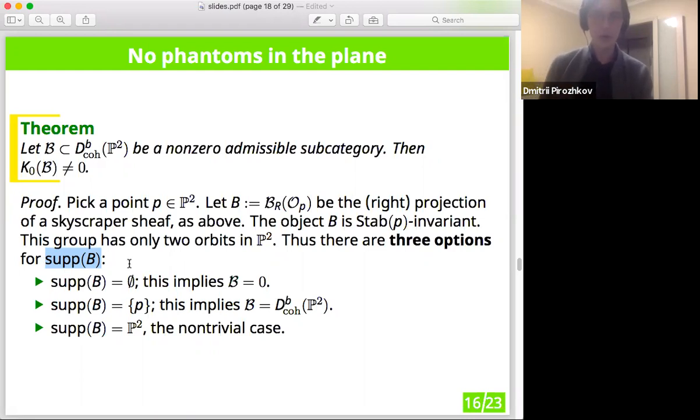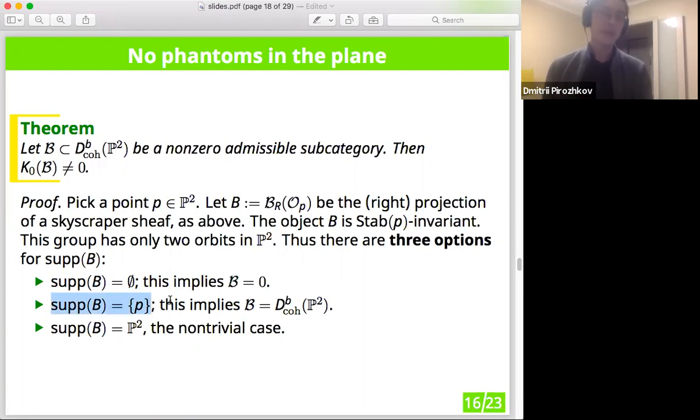There is no good scheme-theoretical notion of a support for objects in the derived category, but I am not speaking about that, just set-theoretically. So the first case is, what if the support of the object is empty? So this implies that the object B is equal to zero. And you can relatively easily see that this implies that the entire admissible subcategory must be zero. And that's a simple case. The other case is, what if the support of B is a single point P?